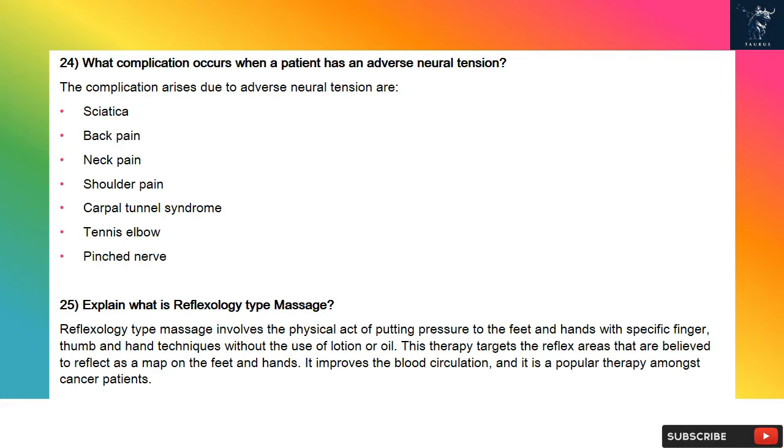24. What complications occur when a patient has adverse neural tension? The complications that arise due to adverse neural tension are sciatica, back pain, neck pain, shoulder pain, carpal tunnel syndrome, tennis elbow, and pinched nerve.